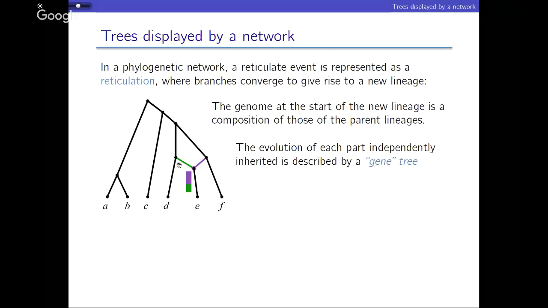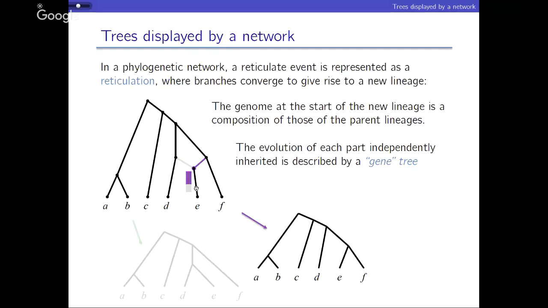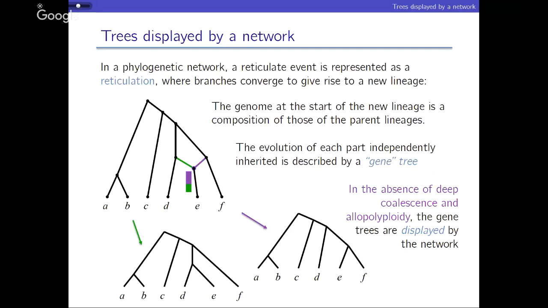So if we follow, for example, the green segment, then we get the gene tree that is putting D and E together. You see here. And if we do the same for the violet part, we get the gene tree putting E and F together. So actually, when I use the word gene tree, the word gene is just a shortcut for non-recombinant region. It can be an exon, it can be several genes. It's just a non-recombinant region. We will see in the second part of the talk that this model has its limits because it does not model ILS and allopolyploidy, but it's actually a good approximation for several situations.